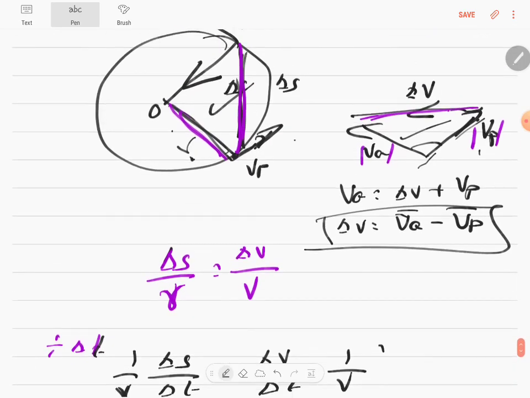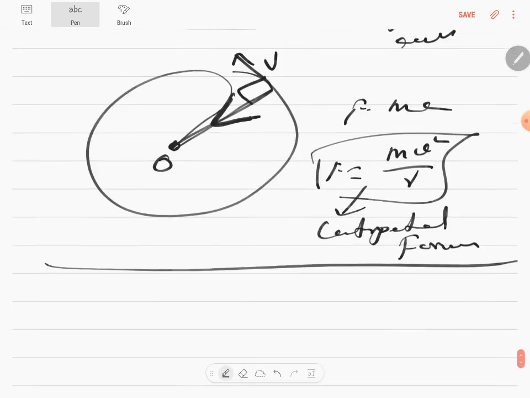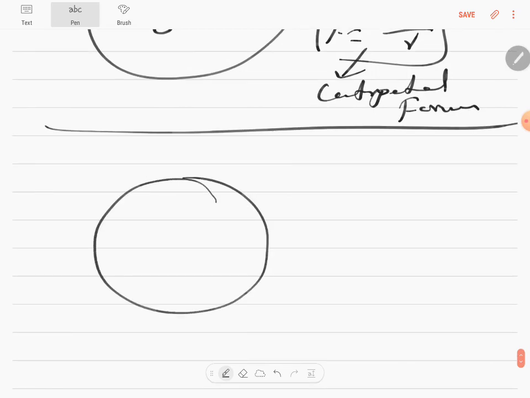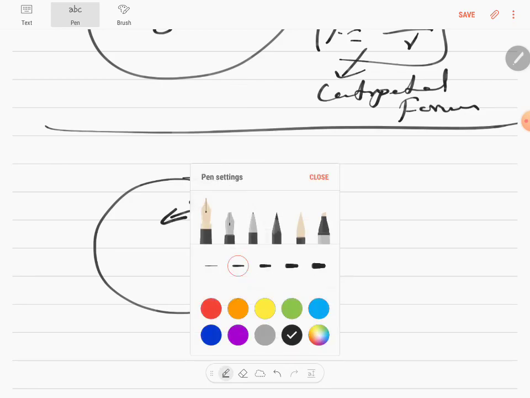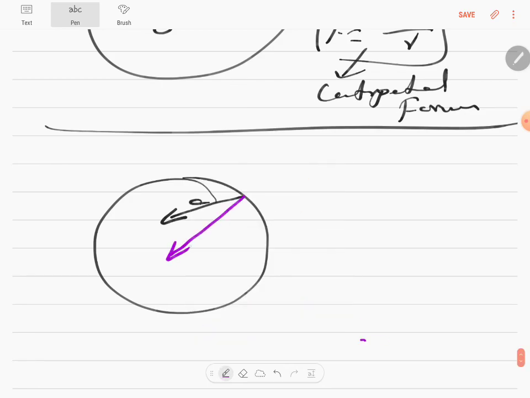This is for a uniform motion. But supposing it's a non-uniform motion, the magnitude of the velocity, the speed, is not the same. In that case, the acceleration is not acting towards the center. So it gets broken down into two components. One is towards the center, known as the radial component, and one is tangential, known as the tangential component.